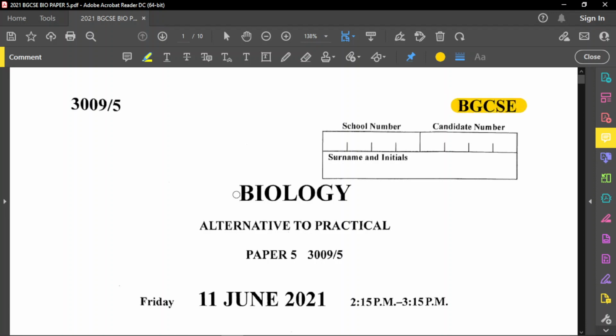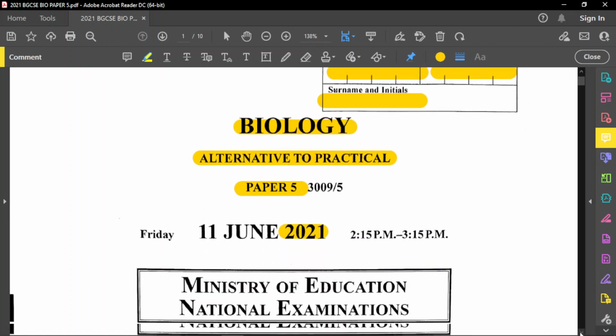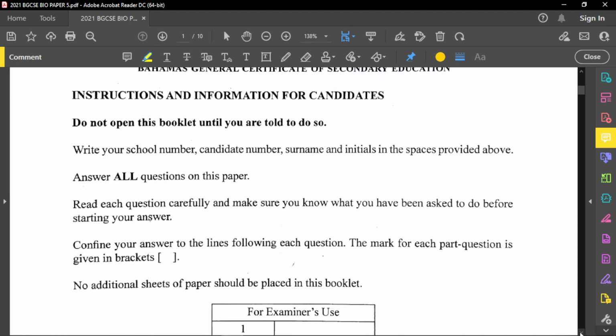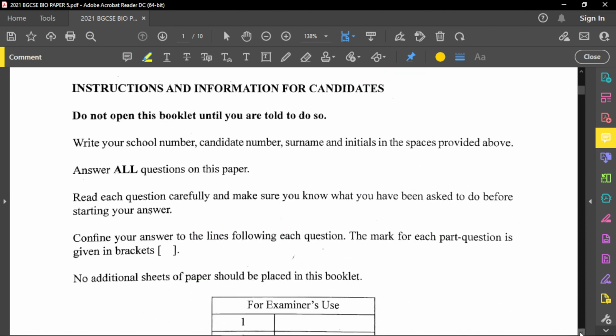Today, again, we're going to review another biology paper, and we're reviewing an alternative to practical paper. Again, this is a paper 5. And please remember to always write the school number. Your candidate number is very important as well. Your surname and also your initials. This was from June 2021. Please remember to read through all instructions carefully before you start the examination. And if you have any questions or any queries, please clarify them with your examiner.